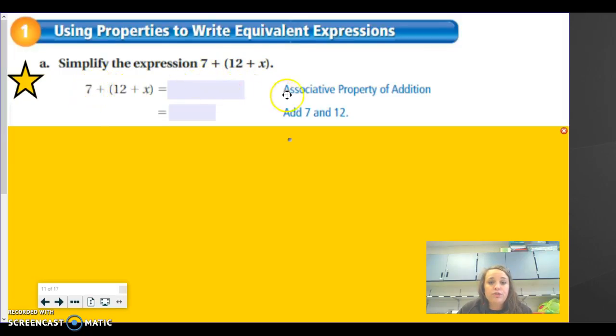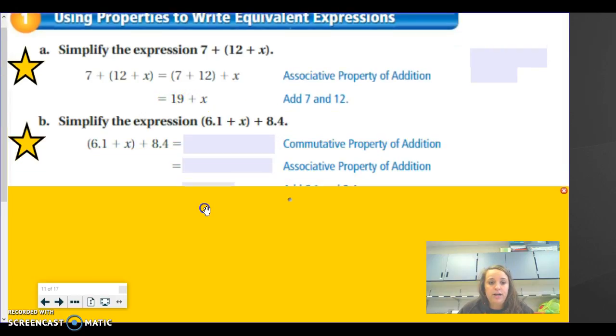So I'm going to use the associative property, and I'm going to group 7 and 12 so that I can add that first and then add x. And I know that 7 plus 12 is 19, so 19 plus x is my final expression. So I'm taking this expression and I'm simplifying it by making it as short as possible. I can't do anything now because I don't know what x is, so I can't simplify it anymore. Let's try another example.